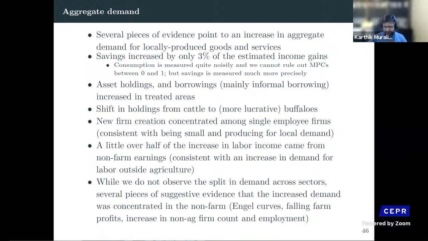Obviously, the way to think about this is that improved NREGS is an impulse that's affecting the economy, and then we have this question of how the feedback is all working. We don't see exactly how the feedback works to ag and non-ag, but there are many pieces of suggestive evidence in our data: Engel curves for food, where income elasticities are very low, falling farm profits, and an increase in non-ag firm count and employment. All of that suggests that the demand was being channeled to the non-ag sector.